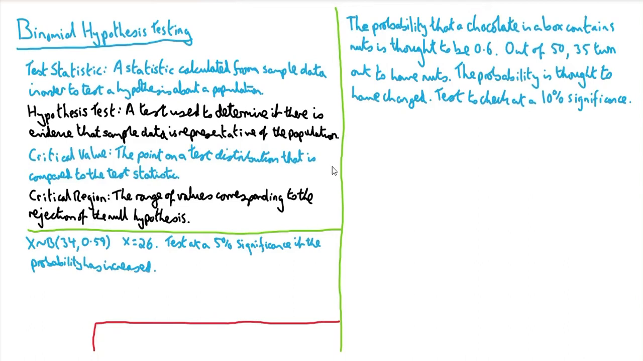Some questions may in fact ask you to give definitions of these terms, in which case you will want to have a firm enough understanding in order to give a definition. But even if you don't come across those, it's still good to have this understanding, just for your own sake of clarity. A test statistic is a statistic calculated from sample data in order to test a hypothesis about a population.